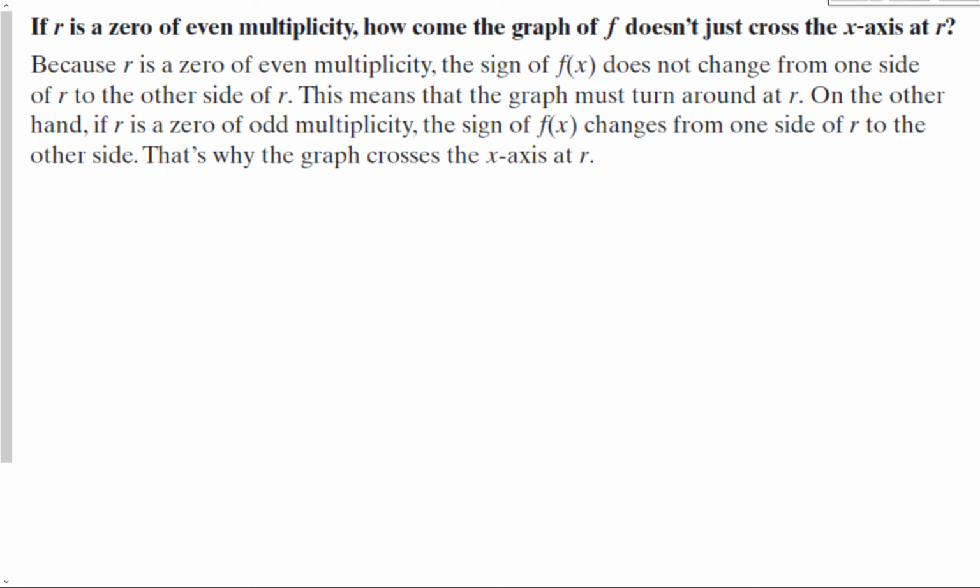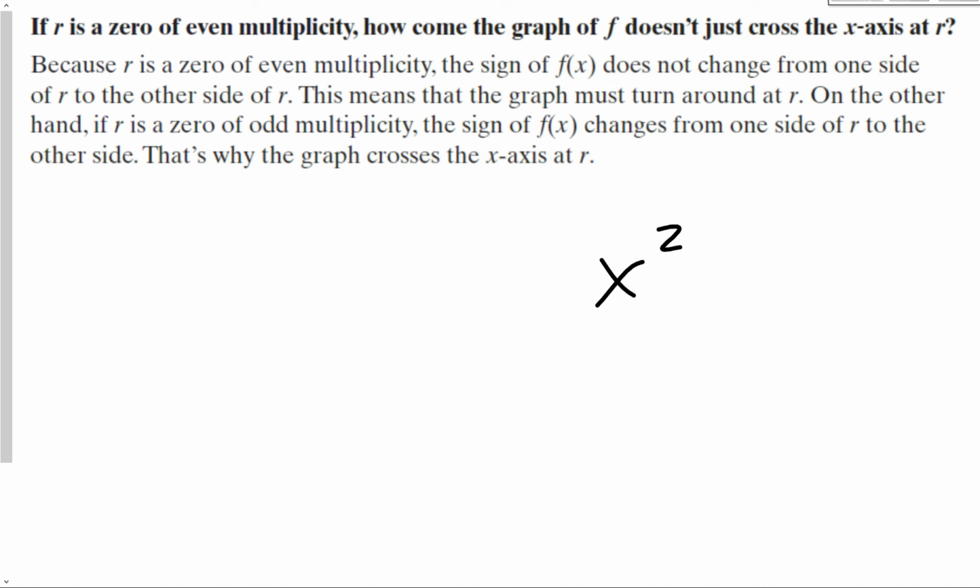If r is a 0 of even multiplicity, how come the graph of f just doesn't cross the x-axis? Because r is a zero of even multiplicity, the sign of f of x does not change from one side of r to the other side of r. This means that the graph must turn around at r. Okay? Think about that for a second.